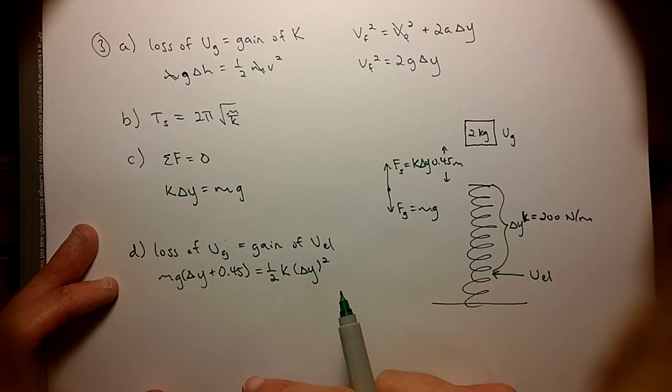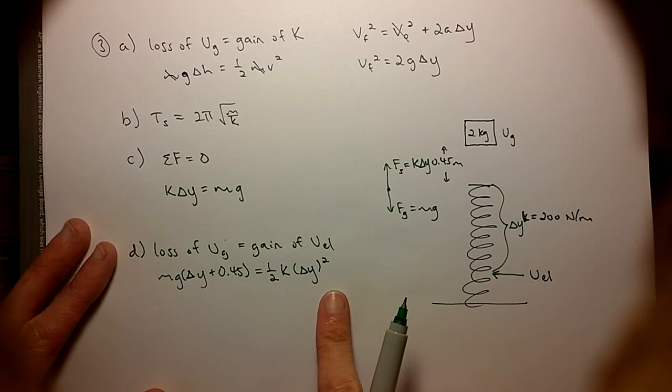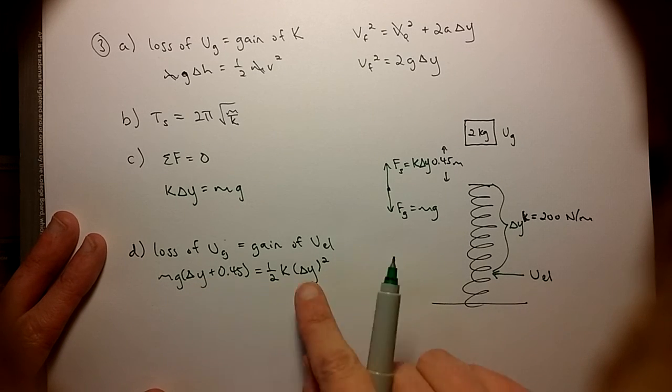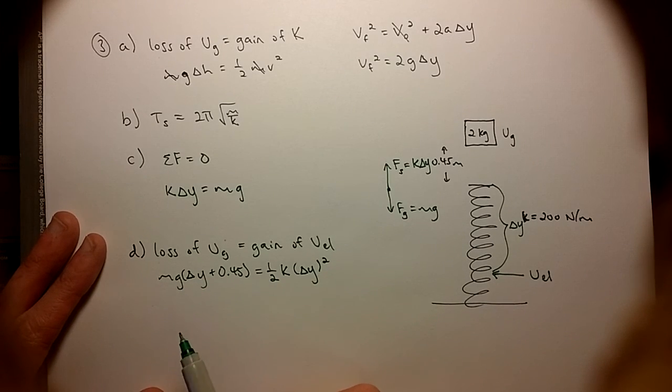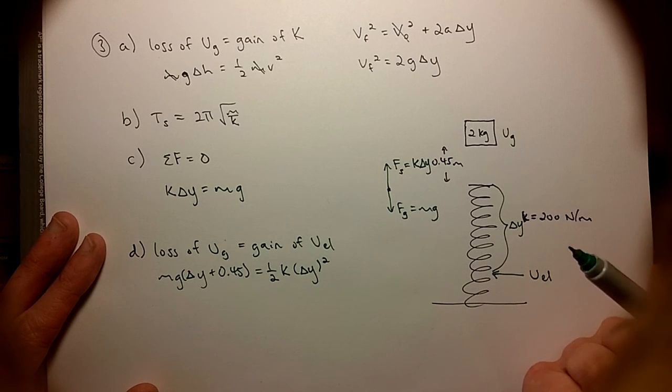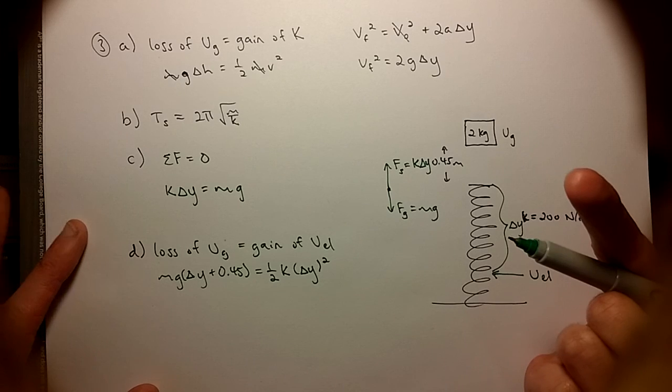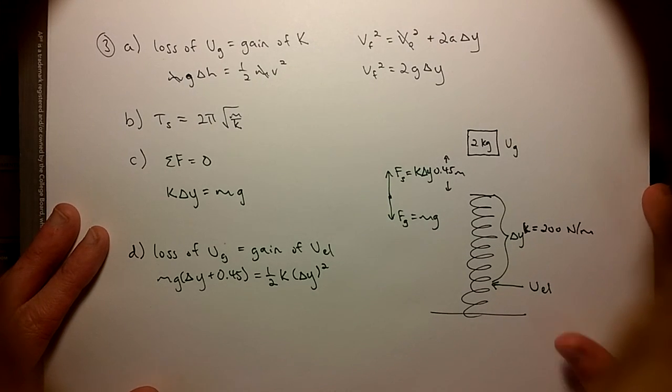And then you have to solve that. You plug in values for everything you know, which is everything except for delta y. That's your variable you're solving for. You get a quadratic equation, and you can solve it then with the quadratic formula, or you can use your calculator to solve it and give your solution.